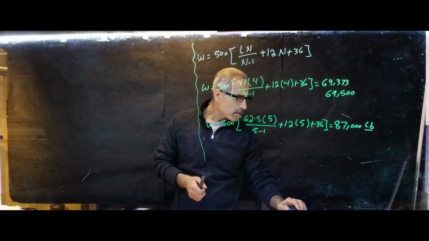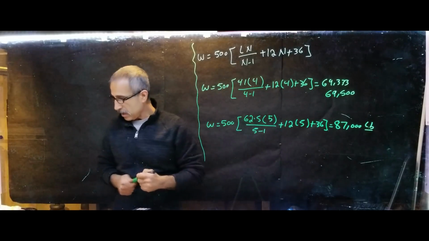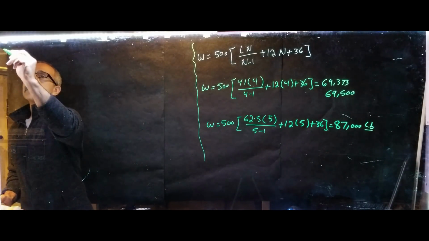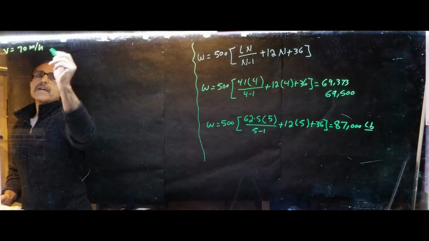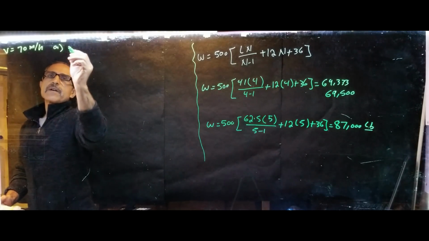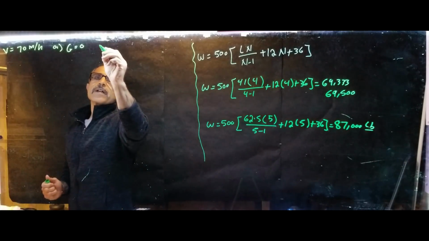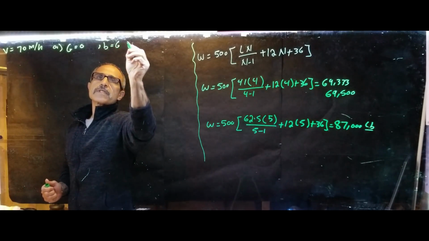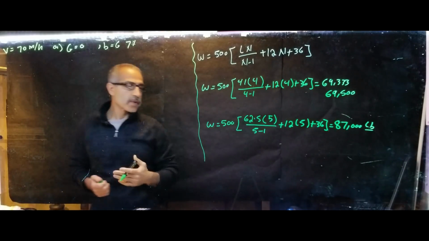I lost the problem. There we go. 70 miles an hour and 7%. So one thing about the problem is V equals 70 miles an hour, and then the grade for 2 conditions. A, when grade is equal 0 on a level ground, and B, when grade is equal 7%, but it didn't say which way. So it could be down or up. We're going to do both of them.